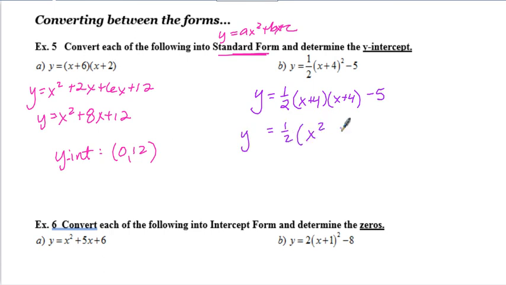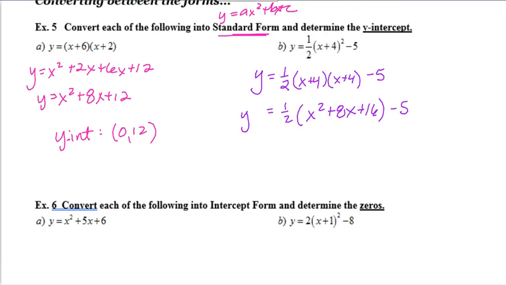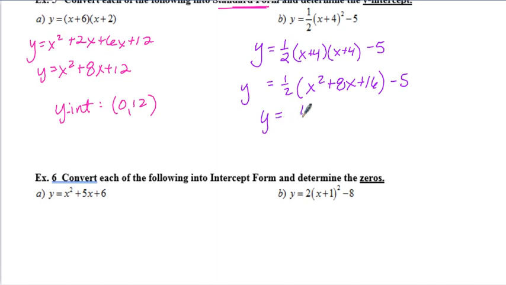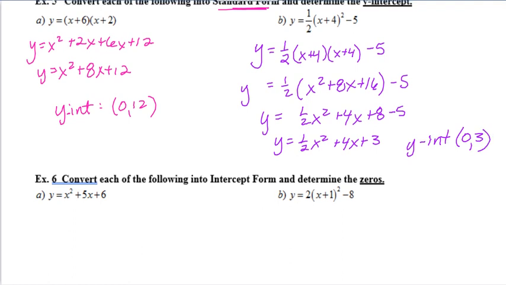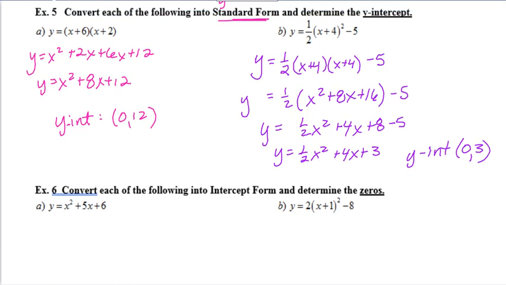FOIL this together, x squared plus 8x plus 16 minus 5. We have a 1/2 hanging out here, so y equals 1/2 times x squared plus 4x plus 8 minus 5. And so finally, y equals 1/2 x squared plus 4x plus 3. So that's our standard form, and now we can yank that y-intercept right off there. The y-intercept is found at, right here, 0, 3.